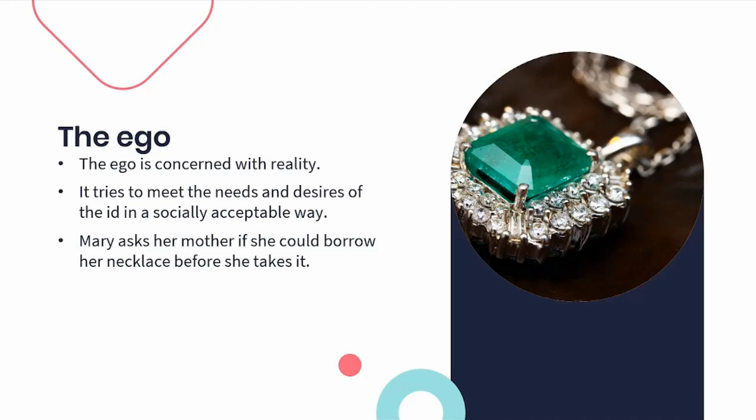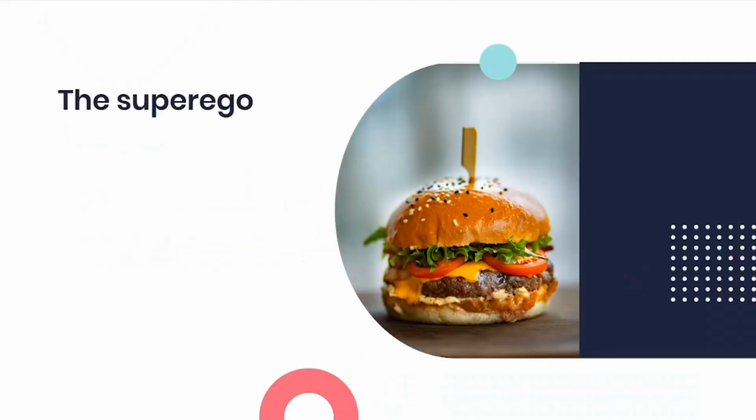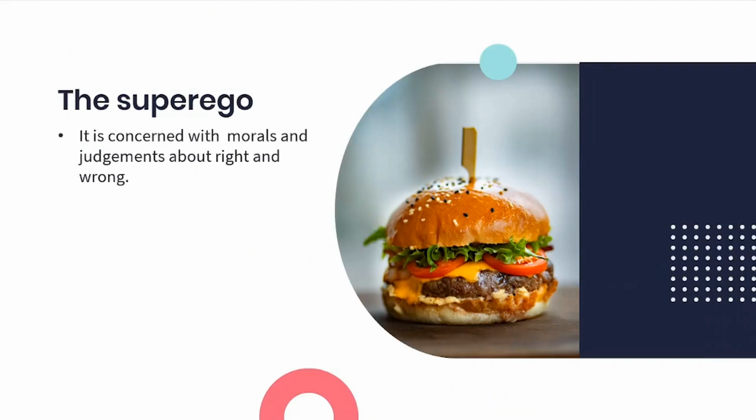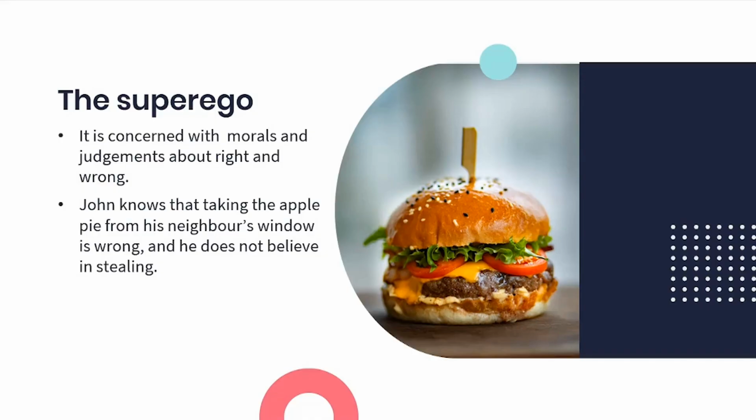The superego is the last part of the personality to develop and is concerned with morals and judgments about right and wrong. An example of the superego includes a scenario about the apple pie. John knows that taking the apple pie for himself is wrong because he believes that stealing is wrong. He decides in return to buy some food for himself down the road.